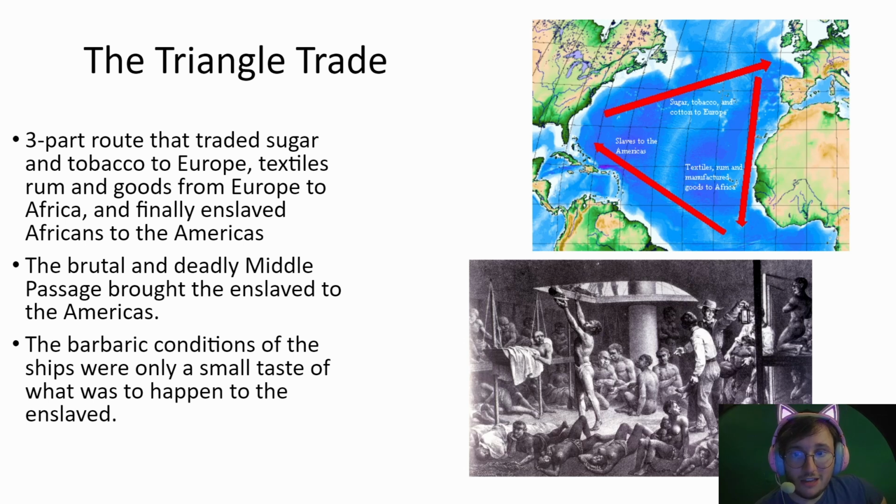The conditions on these ships were horrific, and many enslaved people died before reaching the Americas. In the Americas, the enslaved people were forced to work on plantations, producing goods such as sugar and tobacco, which were then shipped back to Europe to complete the trade cycle. The Middle Passage was notorious for its brutality, but it was only the beginning of the suffering that enslaved Africans would face and endure in the Americas.